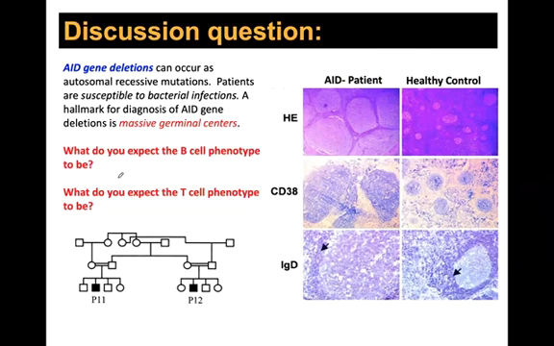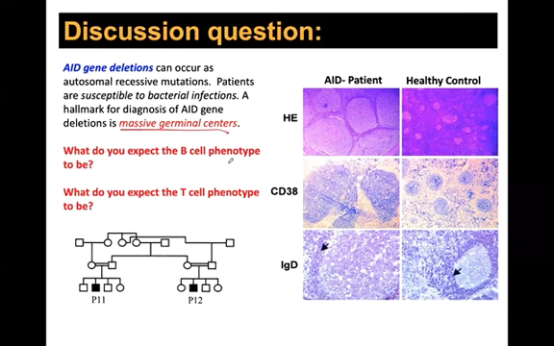Okay, so this is sort of a step back looking at B cell responses. If you remember, one of the main proteins that's induced by CD40 signals on a B cell is activation-induced deaminase, okay? Now, it's a little different than a CD40 deficient person. Patients which have autosomal recessive mutations in AID have a particular phenotype. In particular, they have massive germinal centers.